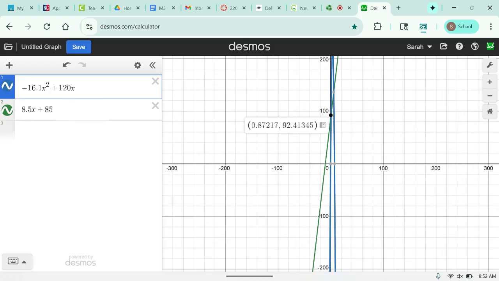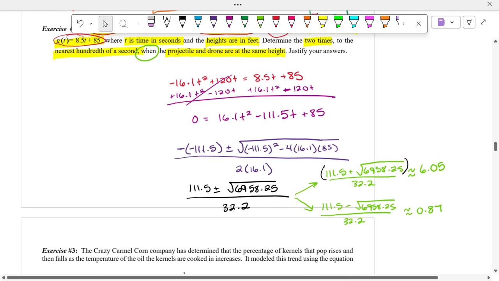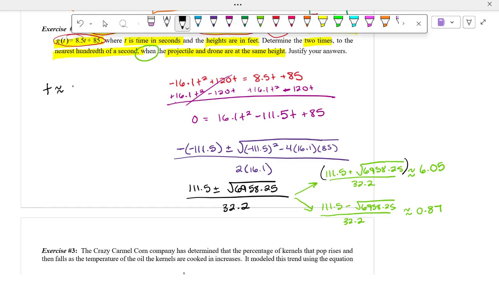If I click on it, here are my 2 points. So there are 2 places where the projectile and the drone are at the same height. It's when the projectile is originally going upwards and then when it is falling. It is about where we got our answers from. So we're going to say that they're at the same height at approximately 0.87 seconds.